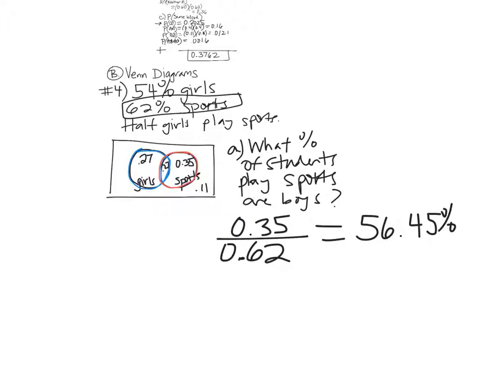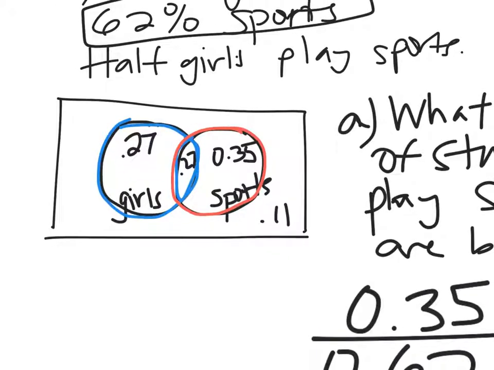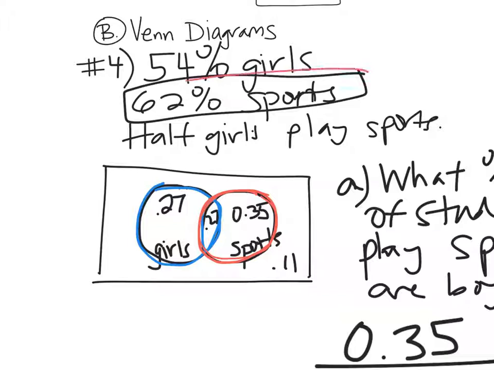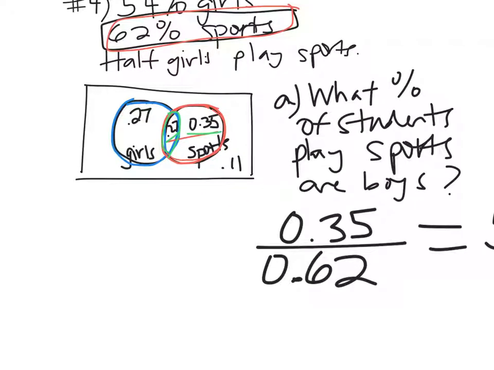Oh, okay. So if this entire red circle is sports, and 62% play sports, then these two in here have to equal the entire circle of sports, which is 62. That's why it's really good to start with this number first and then subtract out the other parts. That's the overlap of girls. So when you separate that, now you have boys. So the percentage of boys that play sports would be 35 out of 62.